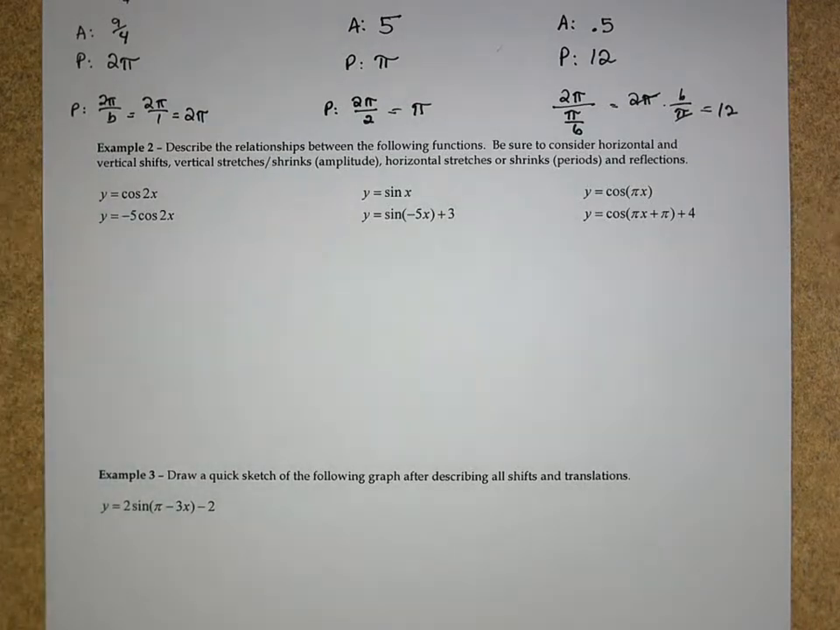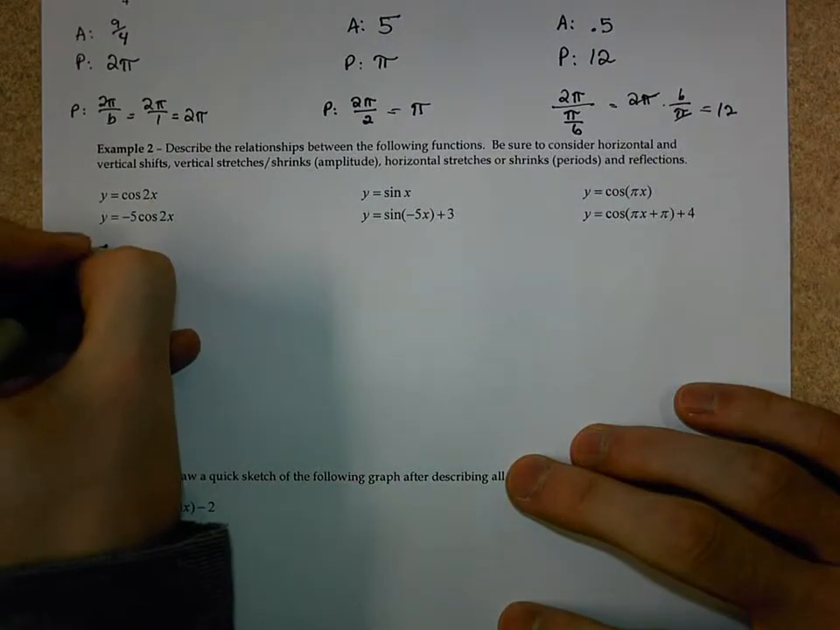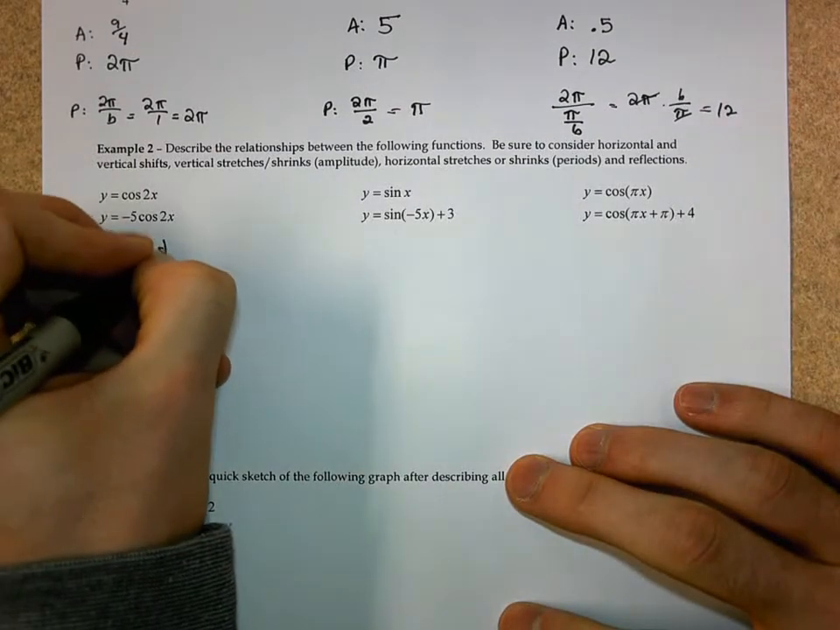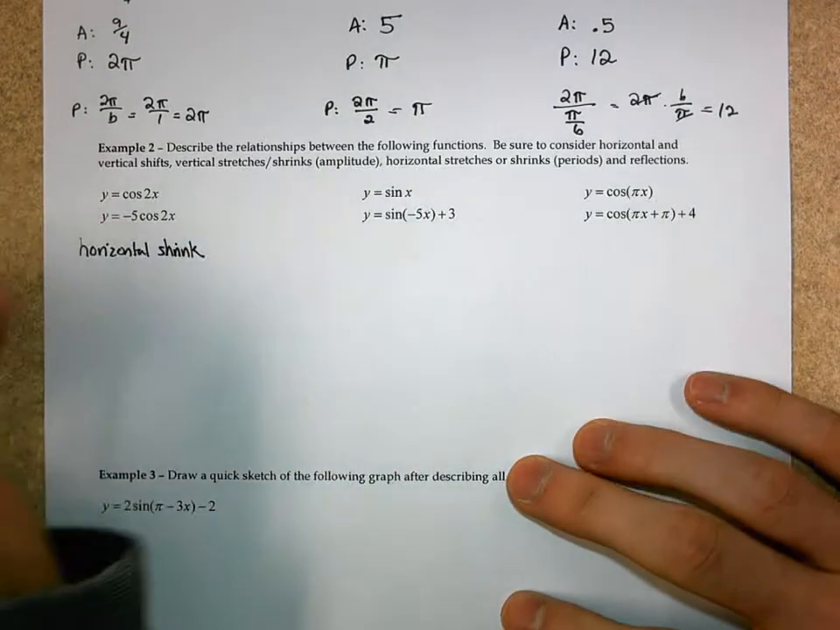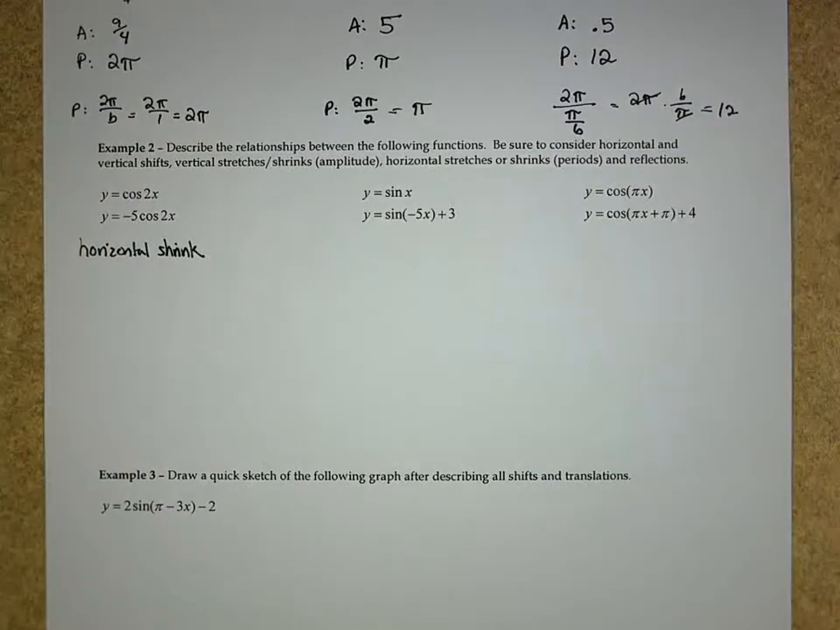two. So the first thing that you see is that if we've got a 2x right here, we got 2x in both of them, comparing that to the parent function, that indicates a horizontal shrink. The b value, which is the period, indicates a horizontal stretch or shrink. So the 2 in front is larger than 1, so it's going to shrink.